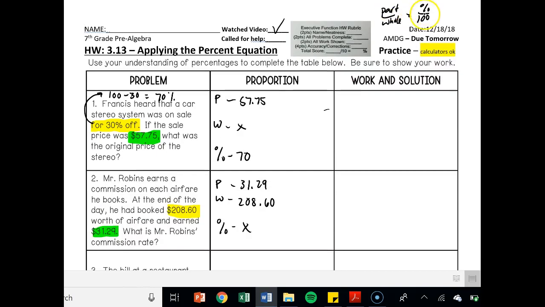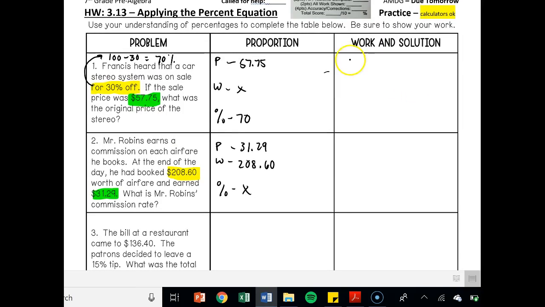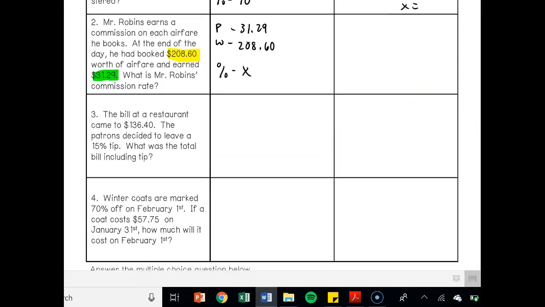Remember, it's part over whole equals percent over 100. You'll show your working solution over in this box here. So, for instance, in this problem, it was 57.75 over X equals 70 over 100. Show your work, and then tell me what X equals, and circle your answer. So that's how every problem will get set up.